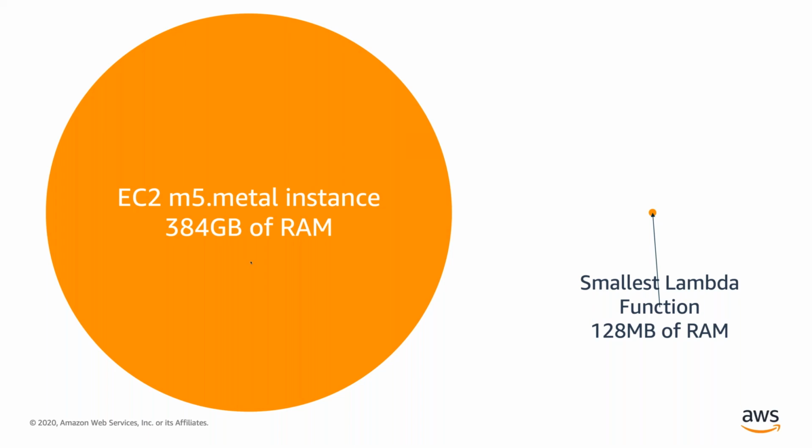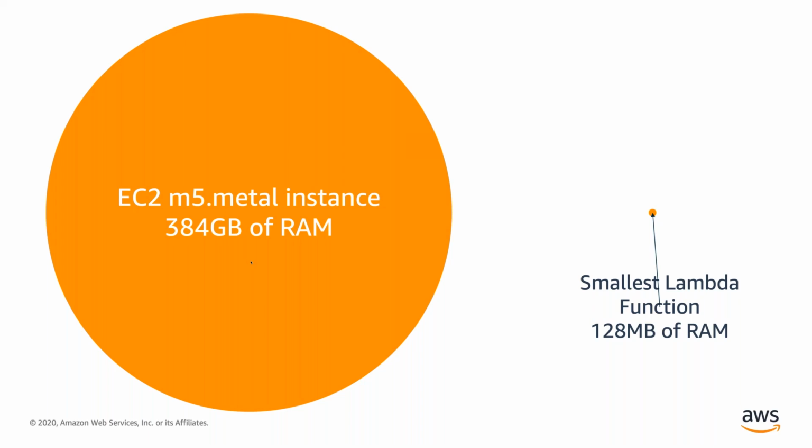These things have 48 cores and 384 gigabytes of RAM. They're relatively normal servers, but relatively normal servers these days are just big. Whereas the smallest Lambda function is only 128 megabytes. The smallest function that will let you configure is 128 megabytes of RAM, and I can't go and buy a server that is 128 megabytes of RAM, right? Even embedded Raspberry Pis have more RAM than that these days.